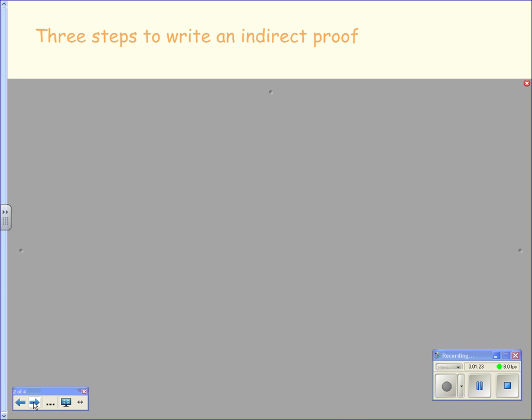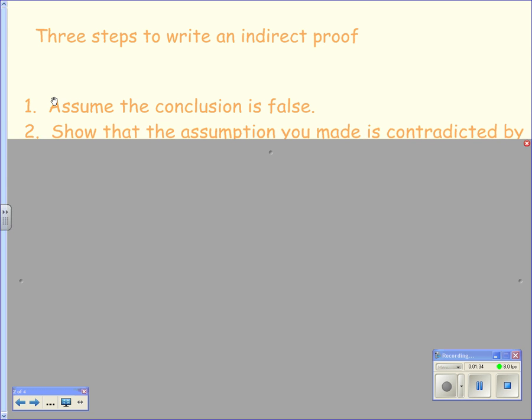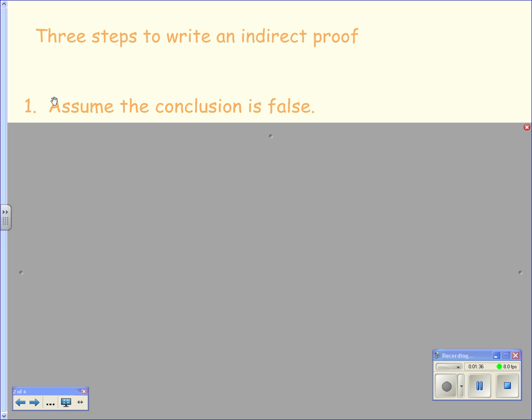There are 3 steps to write an indirect proof. 3, that's it. You do these 3 steps every time, and that's all you have to do. One, you assume the conclusion is false. Whatever they want you to prove, you assume that it is false.